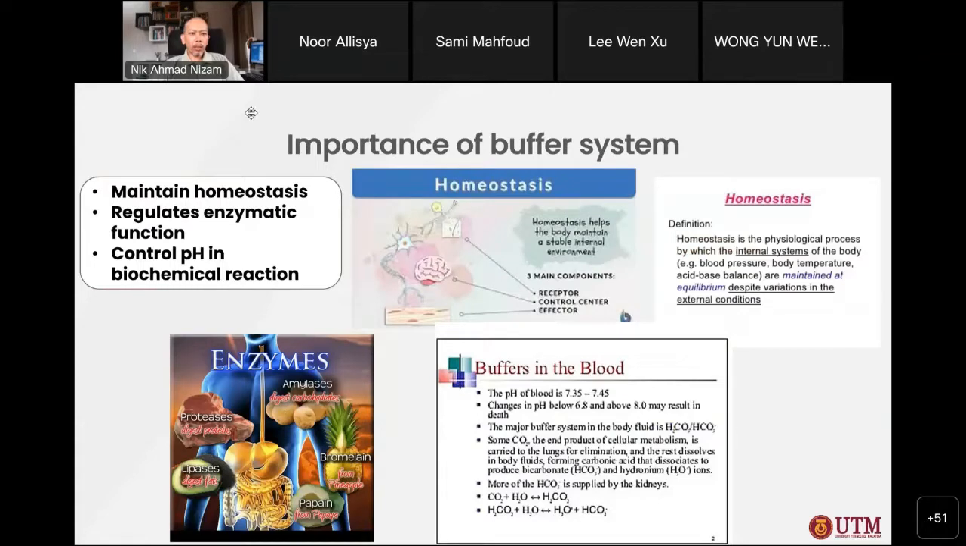So what's the importance of a buffer system? It will maintain homeostasis in our body. It can regulate enzymatic function. It can control pH in biochemical reactions. This buffer is actually very important in our body. If we do not have this buffer system, our body will react with the acid and also the base.